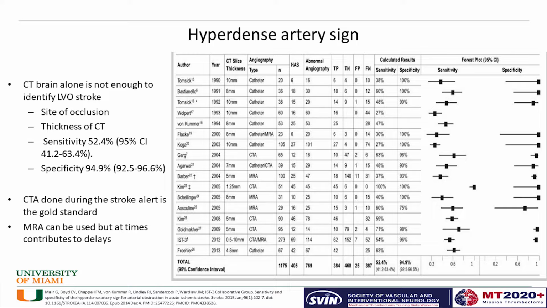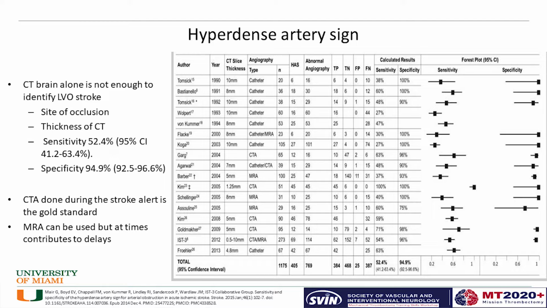This is a study done by the IST-3 group. They not only used their cohort of patients from 2012, but looked at prior studies going back. And what they found was that if you found the hyperdense vessel sign, it is very specific. Almost 100% specific, 95%. But the sensitivity was around 60% depending on the trials. Part of that depended on the site of occlusion.